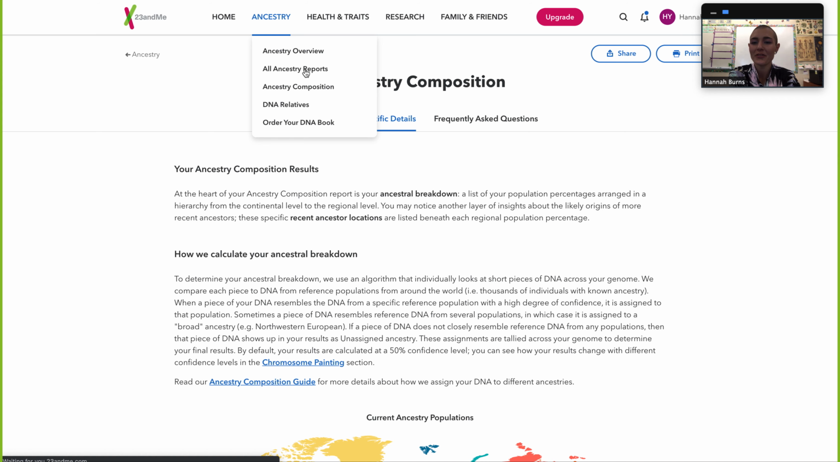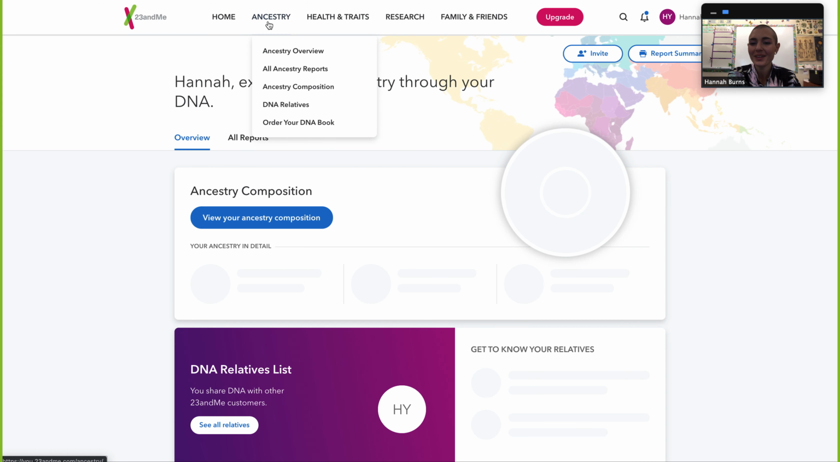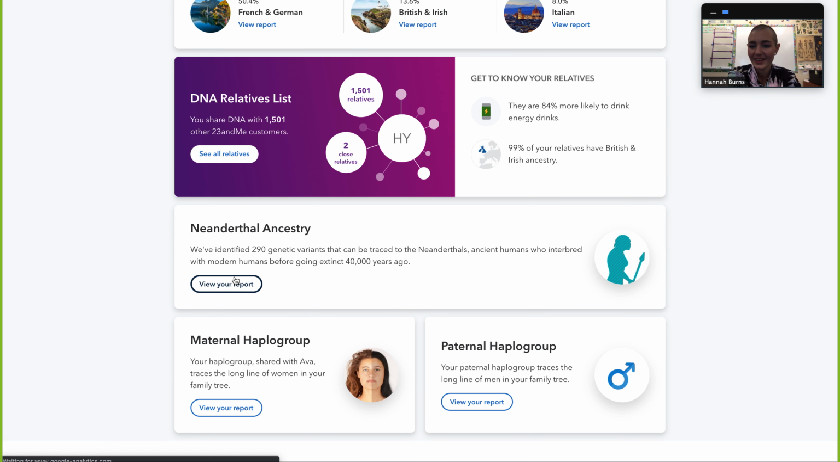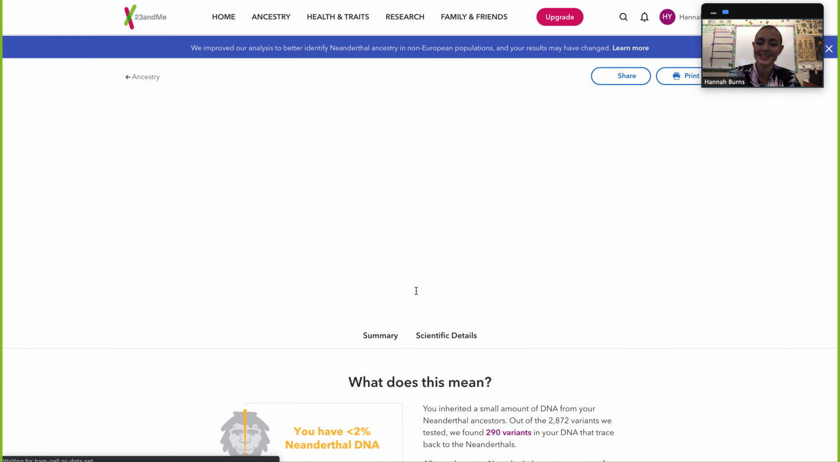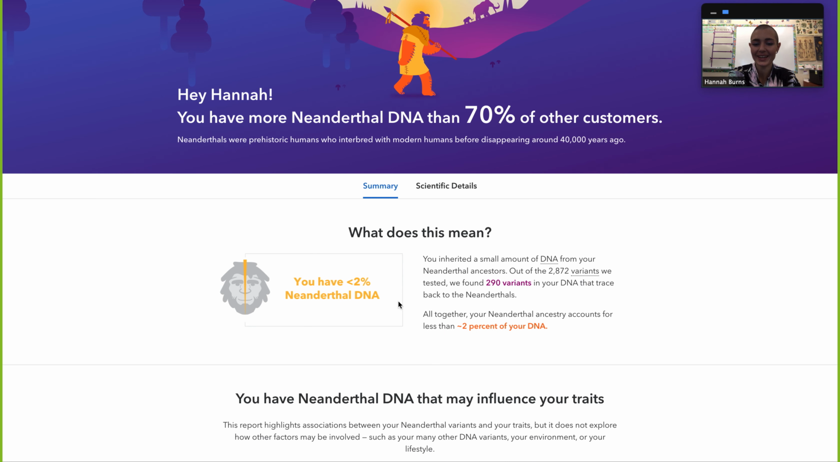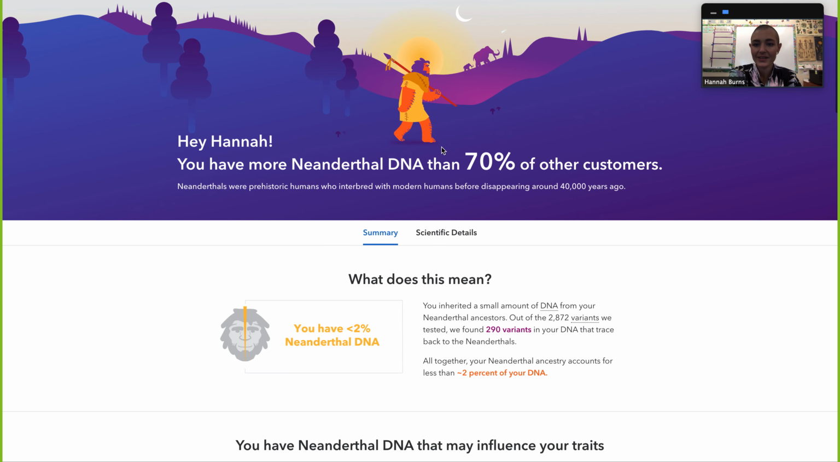That was always so funny in terms of the Neanderthal DNA. Here we go. Neanderthal ancestry. So I have about 2% Neanderthal DNA, and I have, let's see, more DNA than about 70% of other individuals who have done this test.